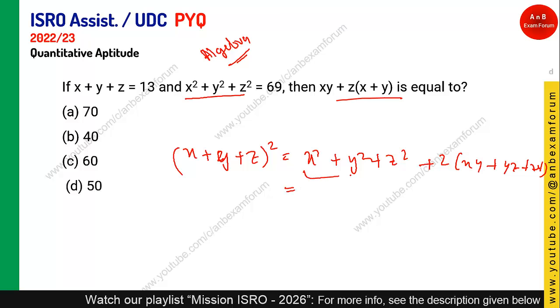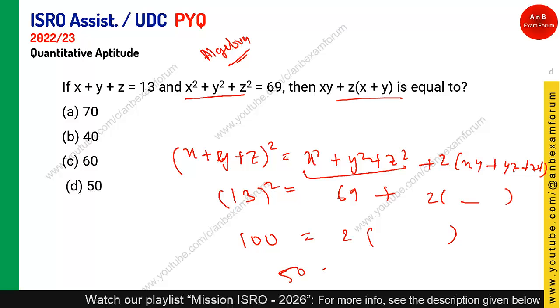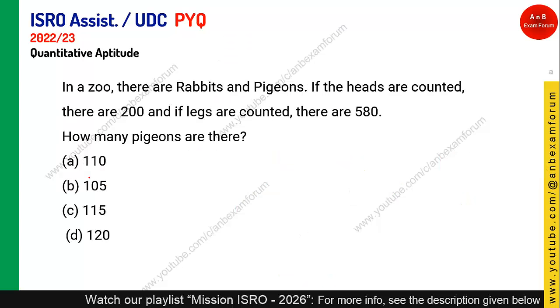And he has given the value of these 3 numbers, it is 69, and x plus y plus z is 13, so 13 square equals 69 plus this remaining portion. If you solve it, 169 minus 69 is 100, equal to 2 times this factor, so it is 50 upon this factor. And if you see xy plus xz plus zy, it is nothing but the remaining factors. So the answer for this question is 50, a very simple one. But again, you need to have a thorough revision of all the formulas for your exam.